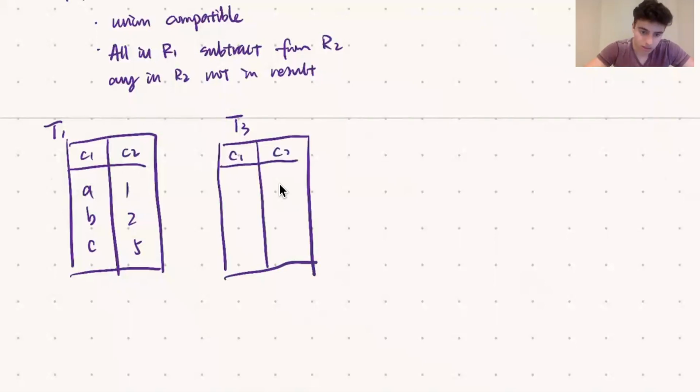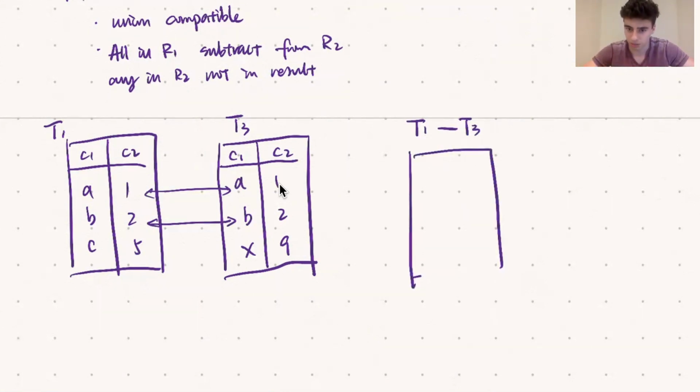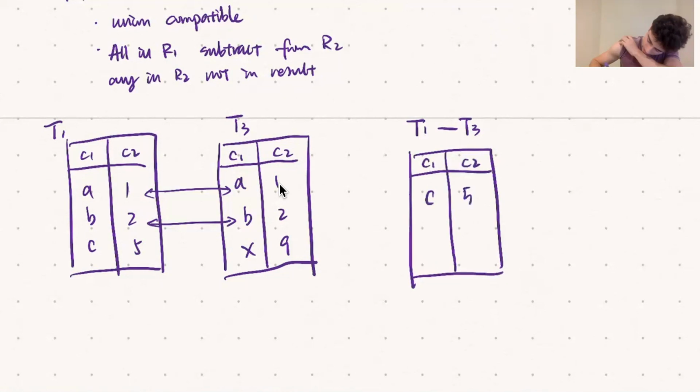And let's say that in T3 we have the tuples A1, B2, X9. So you can see here that of A1, B2, X9, A1 and B2 both appear in T1, which is good, so what we want in order to demonstrate set difference. So when we take this set difference of T1 minus T3, we end up with a very small relation with the same two attributes. Of course, we're union compatible, so we end up with the same attributes. And the only two tuples left in this relation are C5 and X9. So that should be pretty intuitive. This leads us into our next operator.